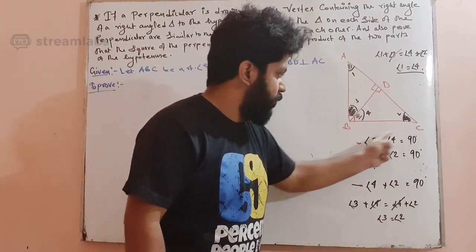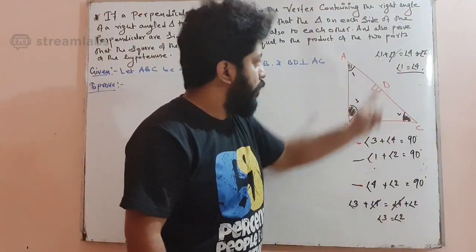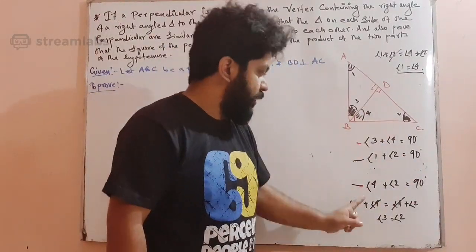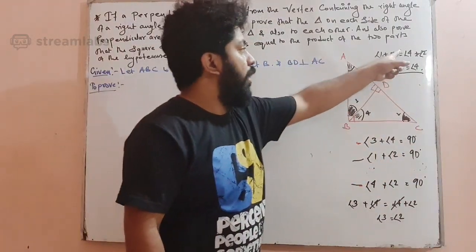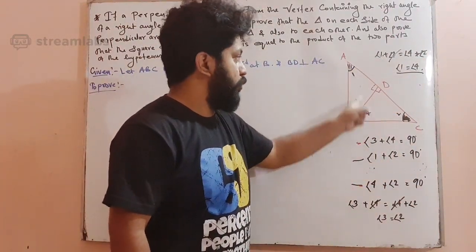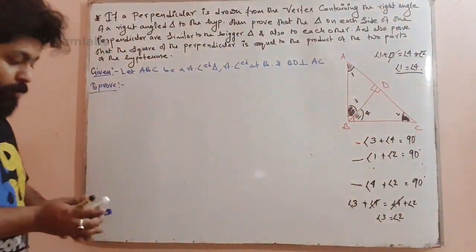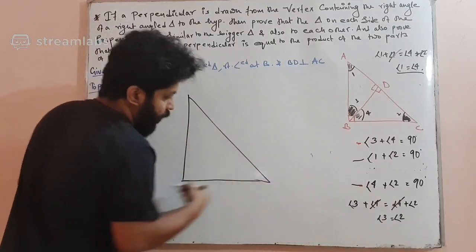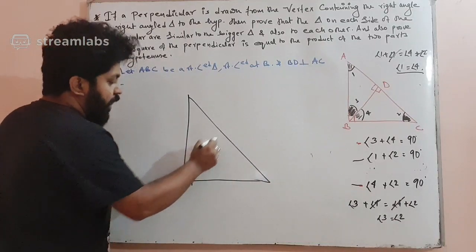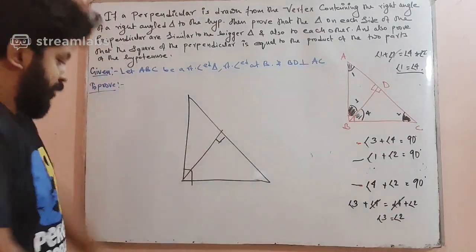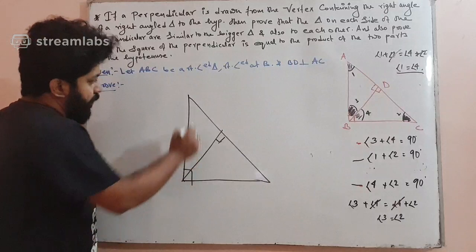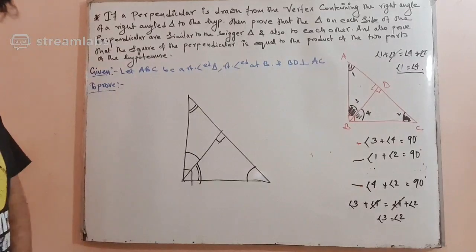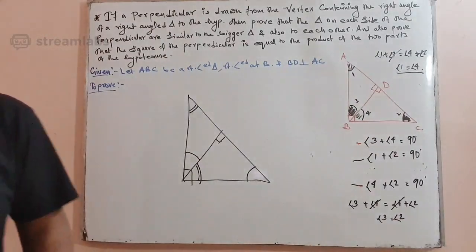And angle 4 is equal to 1. Why? Because 3 plus 4 equals 90, 4 plus 2 equals 90, and 1 plus 2 equals 90. So 1 plus 2 is also 90 and 4 plus 2 is also 90. So 2 is cancelled, so angle 1 equals 4. So this and this are also equal. Always remember that if there is a right angle triangle, and you draw a perpendicular to the hypotenuse from the right angled vertex, then this angle becomes equal to this angle and this angle becomes equal to this angle. It always happens. It is the ultimate truth.